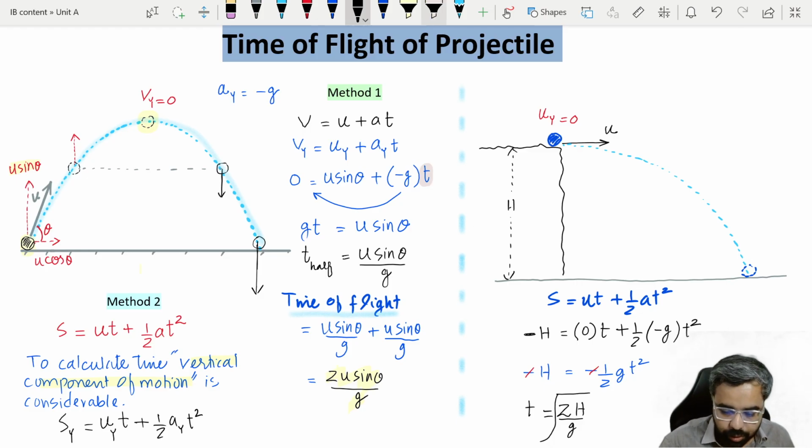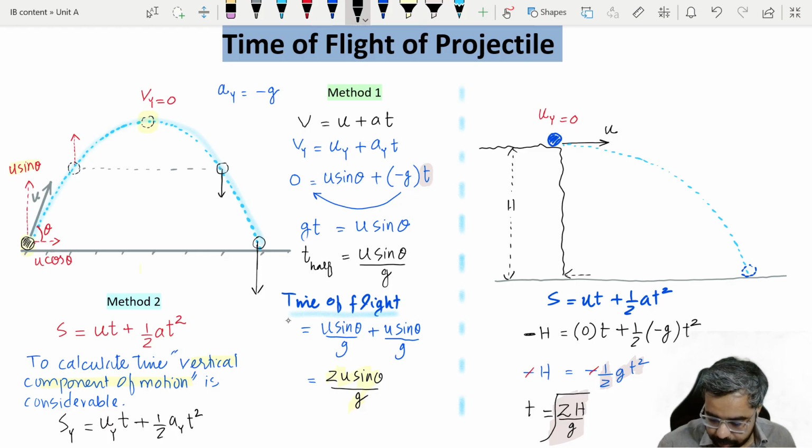In some multiple choice questions, they can ask you to find the height of the cliff. Then you can use the equation h equals 1 over 2 g t square. Now, just stick to the video, there is another method. Method number 2.